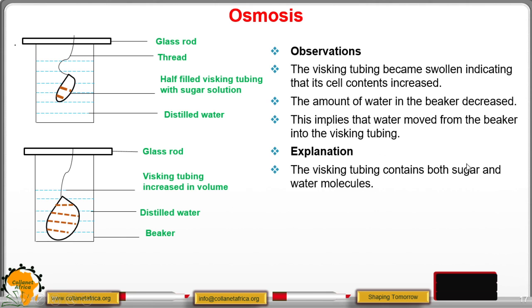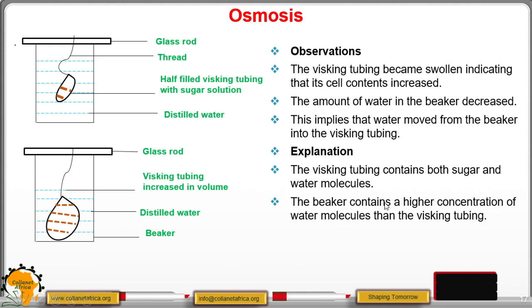You should know that the whisking tubing contains both water and sugar molecules, because you dissolved the sugar molecules to get the sugar solution. Then the beaker contains a higher concentration of water molecules than the whisking tubing.